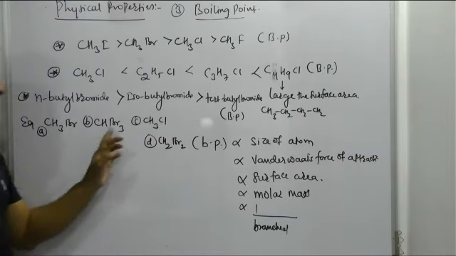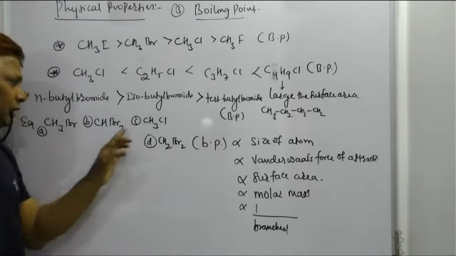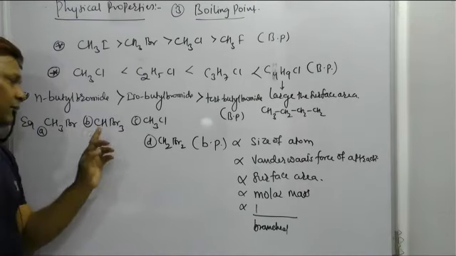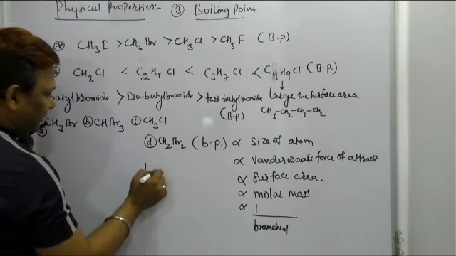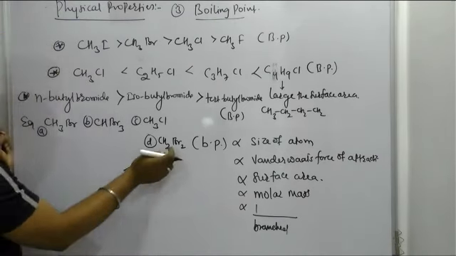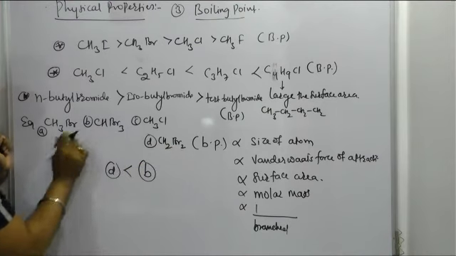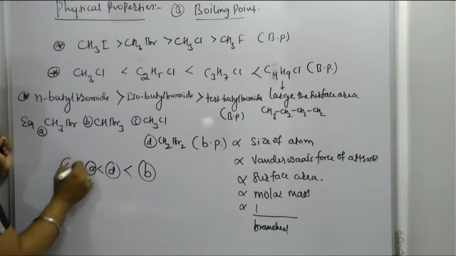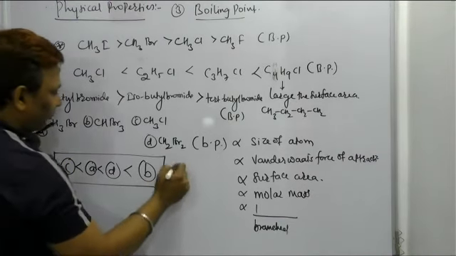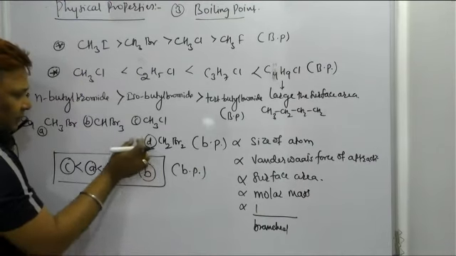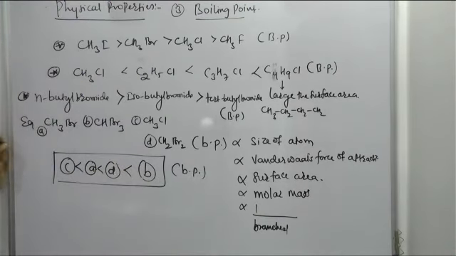See beta, there is one carbon in every case. Bromine, chlorine, bromine, bromine: bromine has the higher molar mass. The more the molar mass, the greater the boiling point. So CHBr3 will have a greater boiling point than CH2Br2, then CH3Br, then CH3Cl. Greater the molar mass, greater the boiling point. Clear?